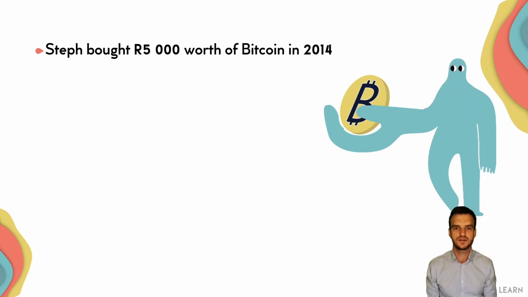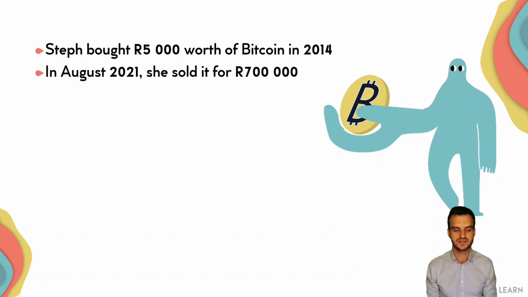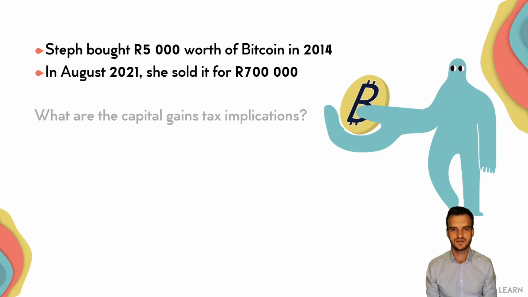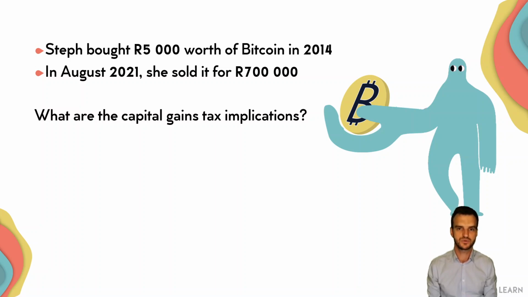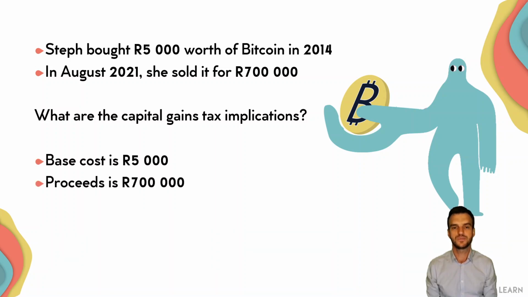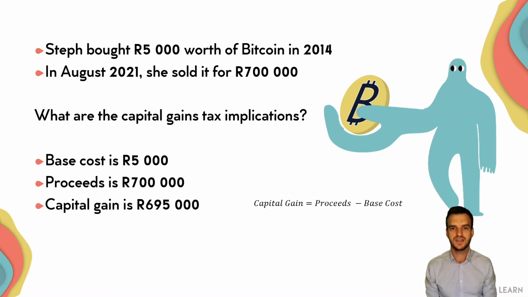So let's look at a simple example to illustrate how it works. Steph bought 5,000 Rands worth of Bitcoin in 2014, and she bought it as a capital asset. In August 2021, she sold it for 700,000 Rand. So what are the capital gains tax implications? Well, it's pretty straightforward. The base cost is 5,000 Rand. The proceeds is 700,000 Rand. That means that her capital gain is 695,000 Rand using the formulas we looked at a few slides ago.